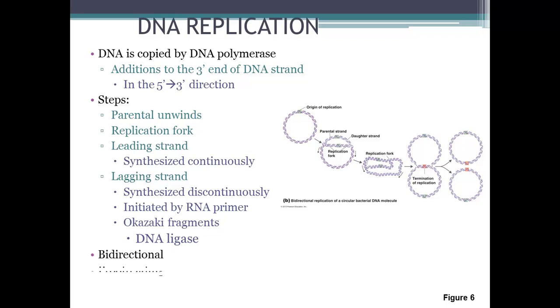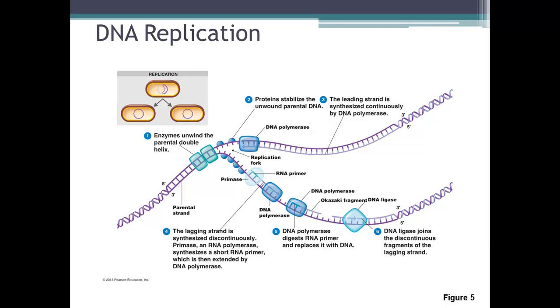So let's put this together in one picture. So here is my parental strand. The first step is we're going to unwind that parental strand. And as we unwind it, we're going to form our replication fork at the origin of replication. There's one strand up here, and there's another strand here.